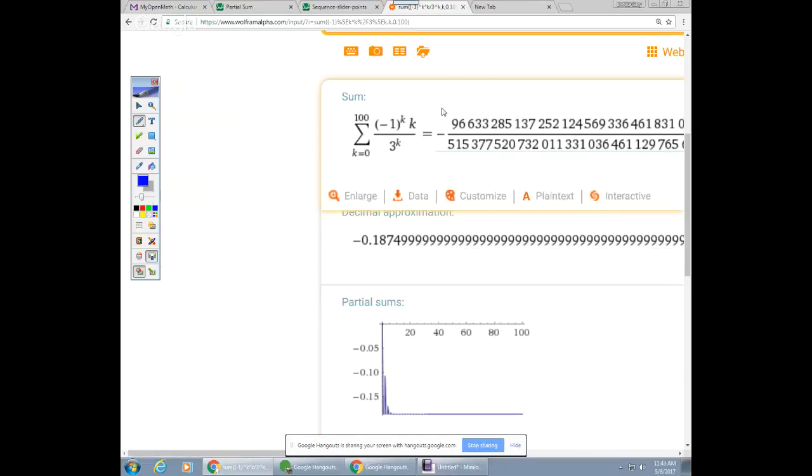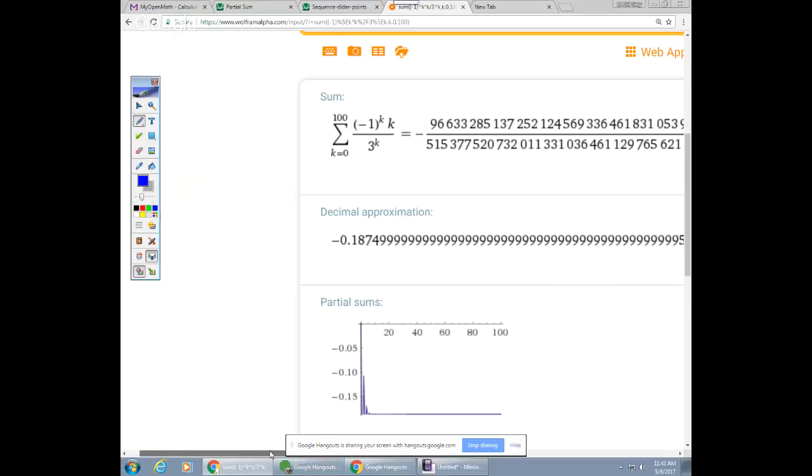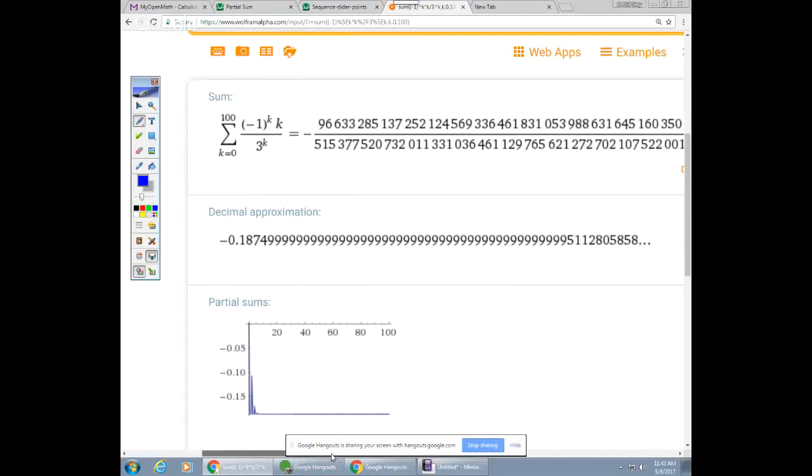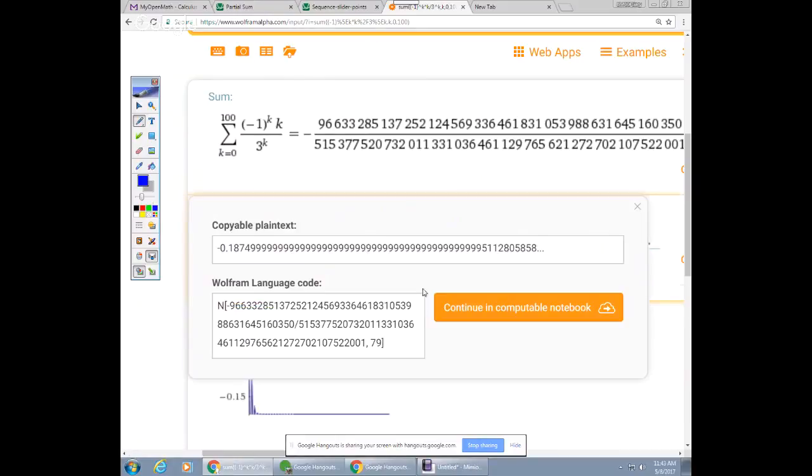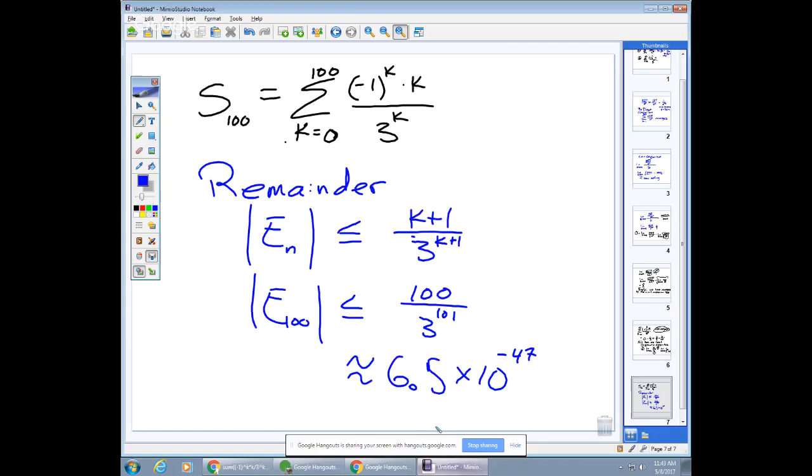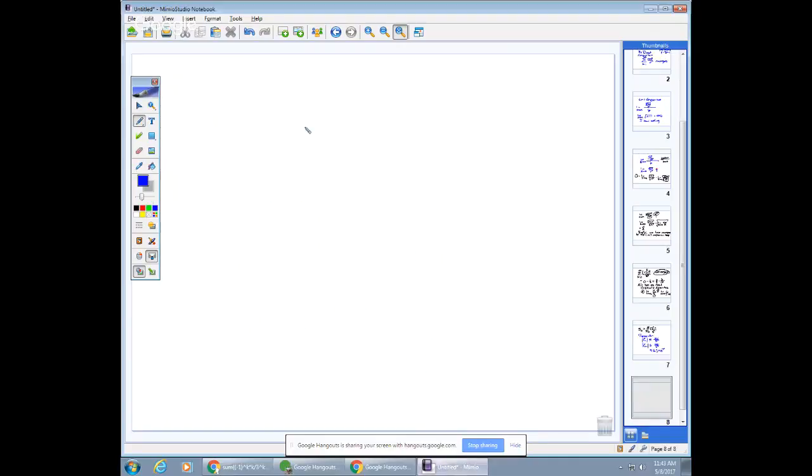Wolfram, I don't know if they have that programmed in to check with the remainder theorem. Ooh, then weird stuff happens over there. Oh, we got to count this. Let's get a copyable plain text. Ooh, what the heck is it? Oh, it's giving it to me as a fraction with 79 places. Can I copy that there? Okay. Copy that into an editor here, maybe?